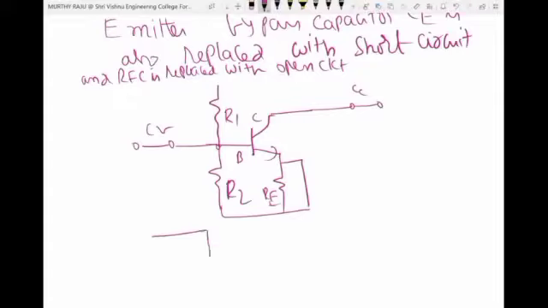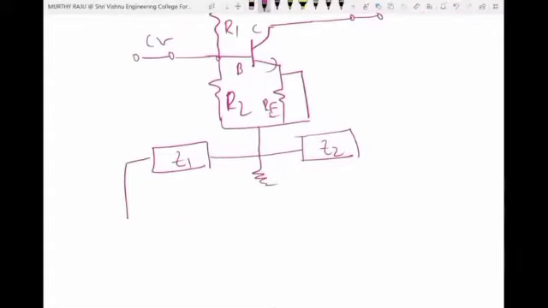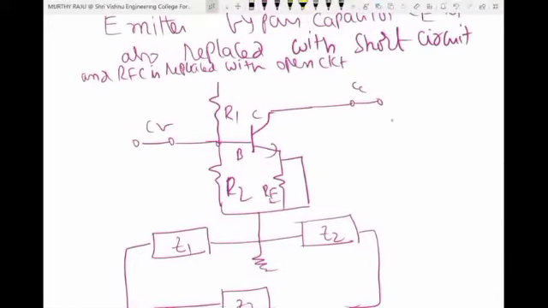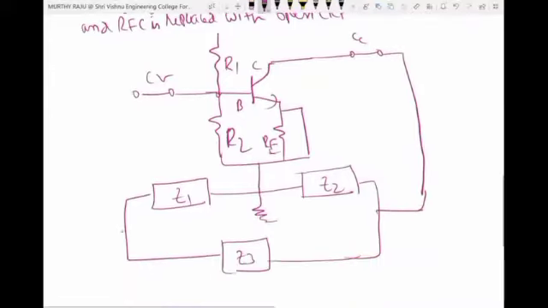This is the tank circuit. Z1, Z2 are connected here. Ground. Z3. Here Z3 is connected here. This is the collector terminal, the output terminal. Output terminal is connected to input to the feedback network. Here, output of the feedback network is connected to input.